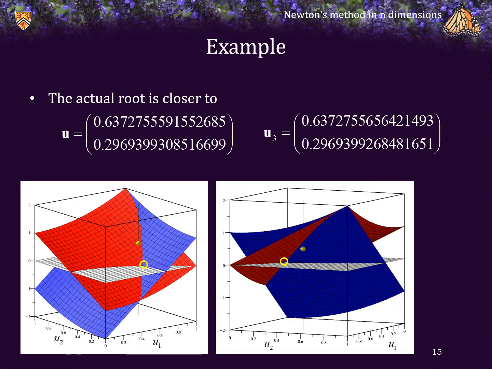Now, to 16 significant digits, the root is actually closer to the value on the left. However, if you'll notice, after only 3 iterations, we have 8 significant digits. That's pretty good.